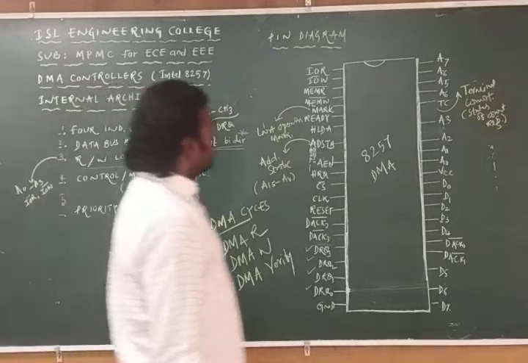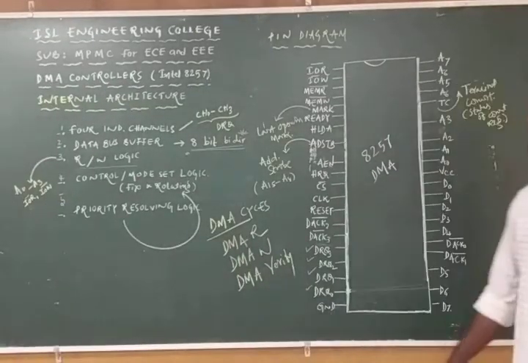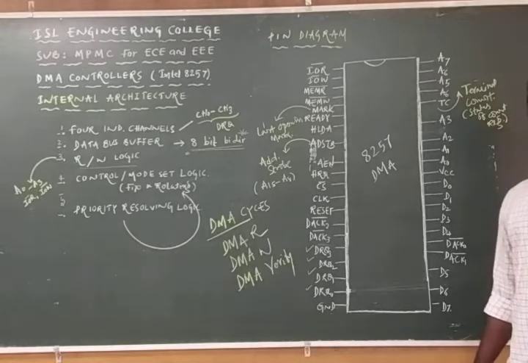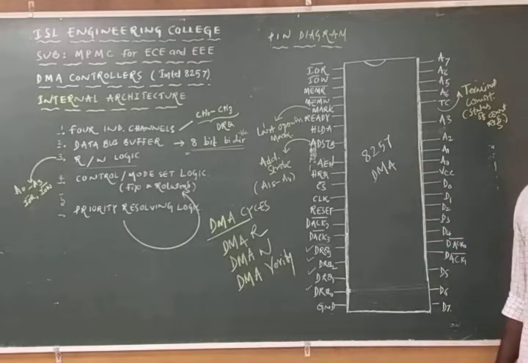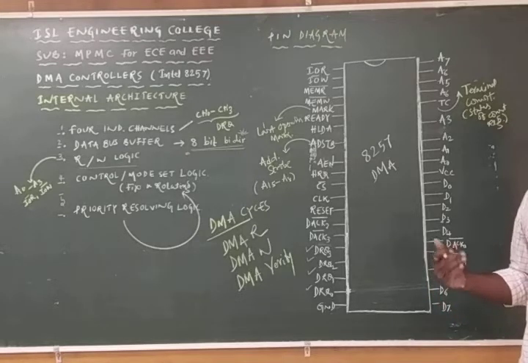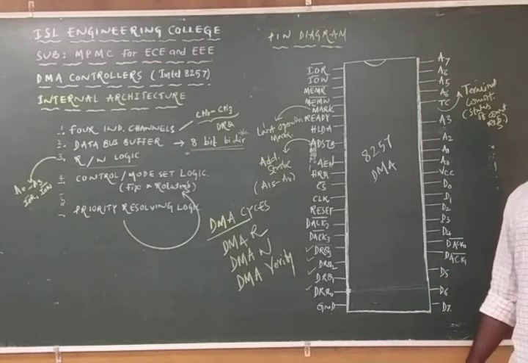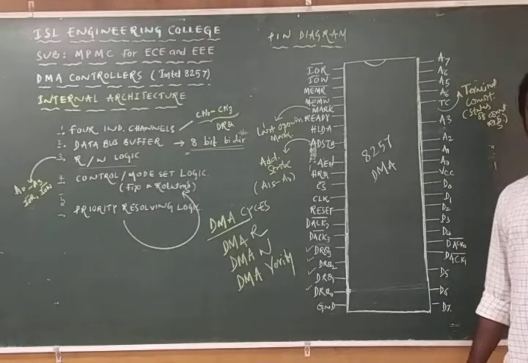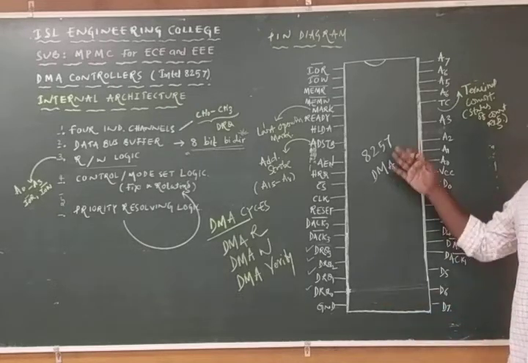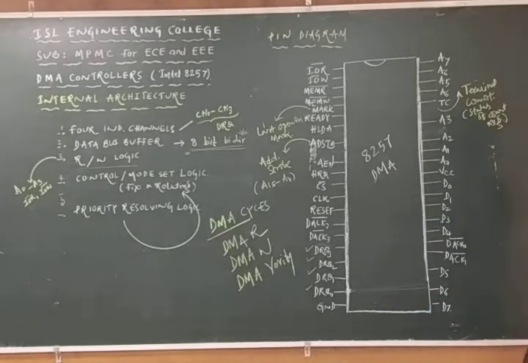I am going to another important topic, that is the pin diagram of 8257 DMA. DMA stands for direct memory access. It is an integrated circuit which allows the input output devices to directly access the memory location to read the data or to write the data. And this is a programmable integrated circuit. It has been fabricated by Intel Corporation, and we get this integrated circuit with the number 8257, and it is a 40 pin integrated circuit.